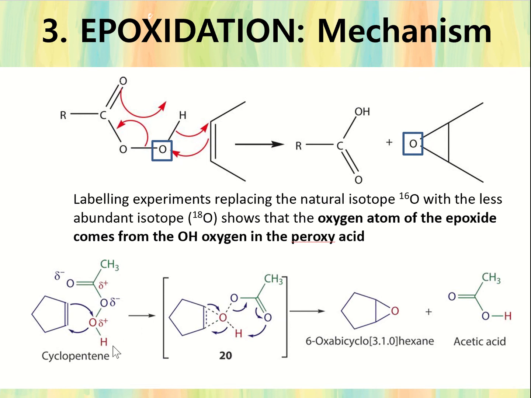So just another example here of cyclopentene with our per acid. In a similar fashion, there's this bond breaking and bond forming between both carbons and the oxygen. This oxygen-oxygen bond is being broken, as we saw up here as well, to form the double bond here. One of these bonds is being broken to pick up this proton here, and so we end up with our carboxylic acid and our epoxide.